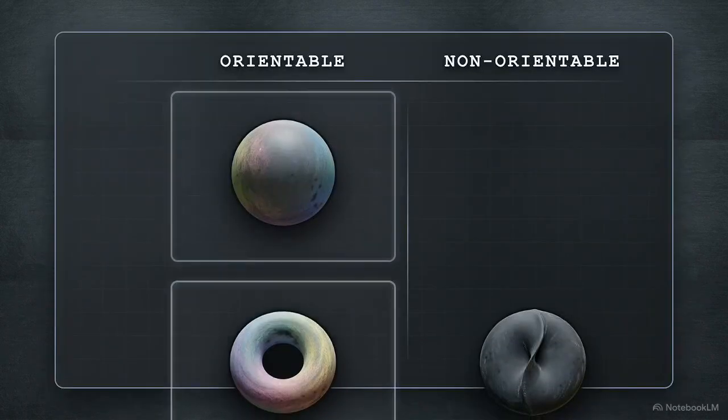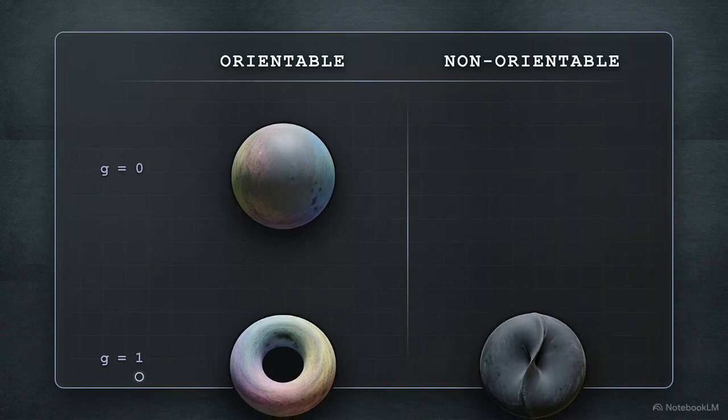This table maps the classification theorem. Every compact surface is homeomorphic to a sphere, a connected sum of tori or projective planes. You only need two coordinates to categorize them. Is the surface orientable? And what is its genus or number of holes?